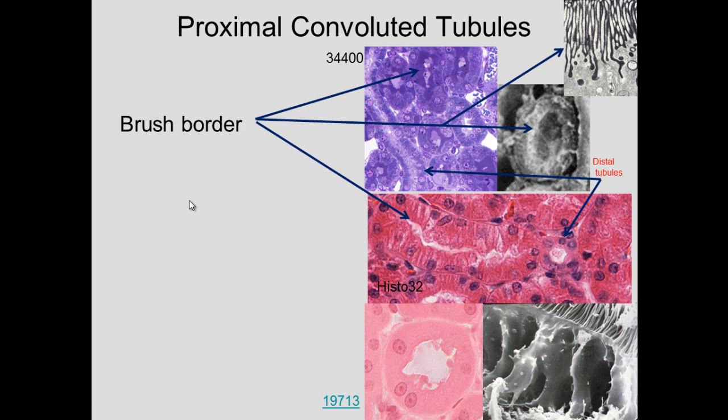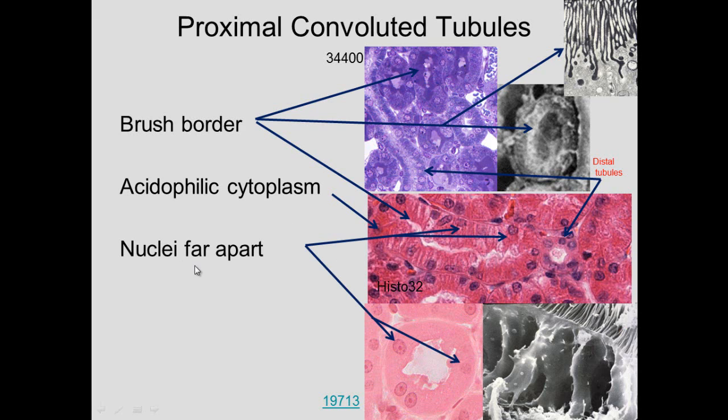So how do you identify the proximal convoluted tubule? One is by the brush border. You can see the heavy purple here, which is the brush border. You can also see a brush border in this one as well, and of course at the electron microscopic level, we can see the brush border there, microvilli. Also the cytoplasm is more red, and you can see red here compared to this distal tubule, not quite so red. And also the nuclei are a long ways apart.